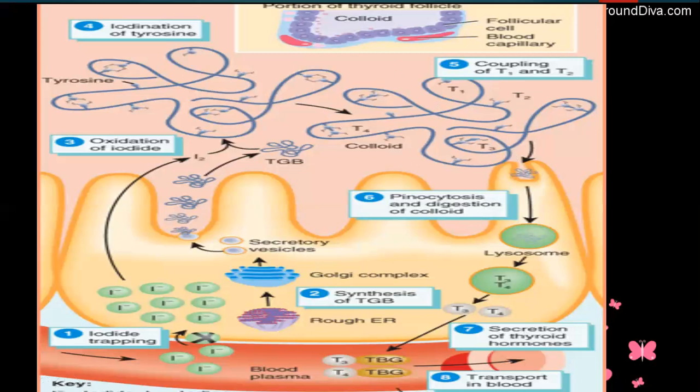Whenever our body requires, these droplets of the colloid re-enter the thyroid follicle through endocytosis, where they enter into the cell. After entering, they fuse with the lysosome. After fusing, the digestive enzymes of the lysosome cleave this thyroglobulin and separate T3 and T4. Once there is secretion of thyroid hormones, they are carried by the protein.